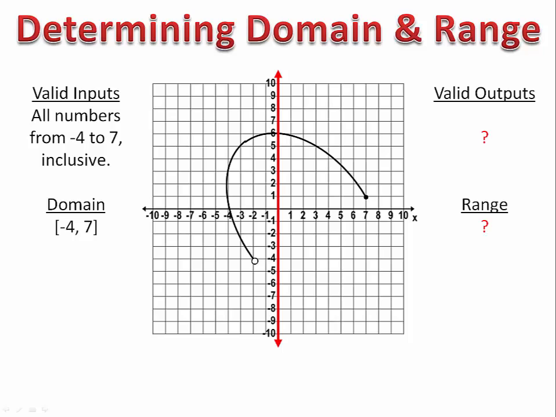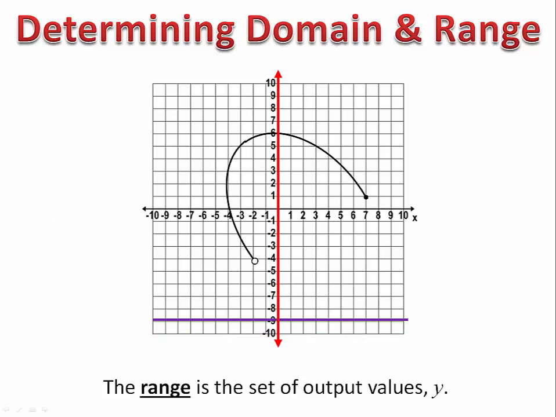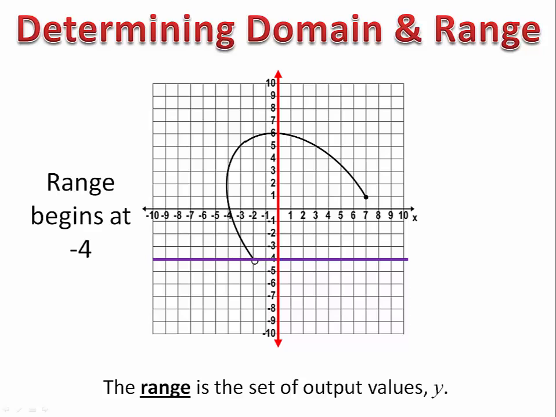Now how about the range? Well, when we talk about range, we're talking about the set of output values, or the y's. We'll use a similar process, but this time we're going to look along the y-axis. We'll start at the bottom and work our way up until we hit the very first output. Here it is at -4. The smallest number that this relation will output is -4. That's where the range begins.